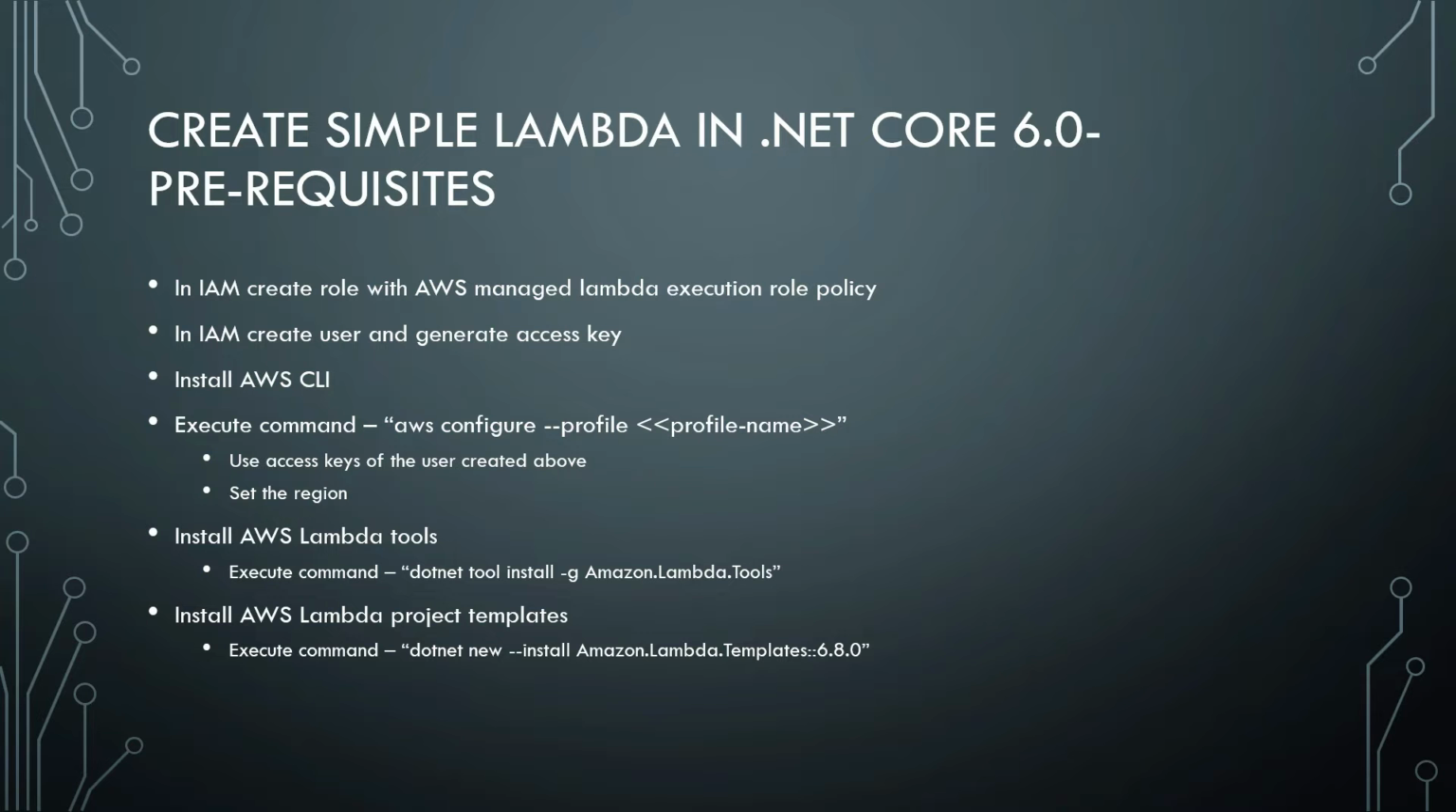Once the user and the role are in place in IAM, make sure you install AWS CLI. Once you install it, open the CLI and type the command aws configure --profile sample-lambda-profile, where sample-lambda-profile is my profile name, you can provide your own. It will ask for the access key and secret which you created in the previous step. Once you input both, it will ask you to set your default region. Select the default region as per your choice.